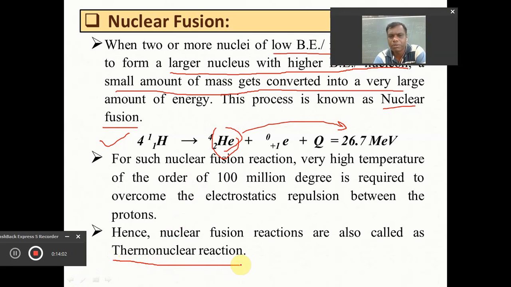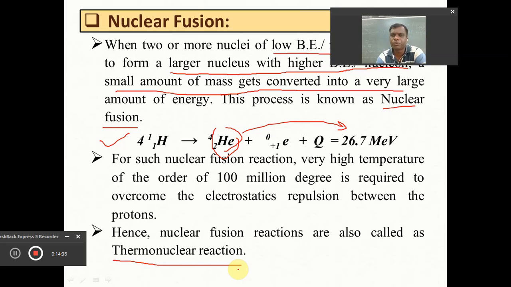So it's very important that whenever we want to combine two nuclei with one another, the repulsion between the protons present in the nuclei of both must be overcome with the help of temperature, and for that purpose we require a very high temperature to overcome the repulsive forces between the protons of both nuclei. That's why these nuclear fusion reactions are also called thermonuclear reactions, because they require a very large amount of temperature.